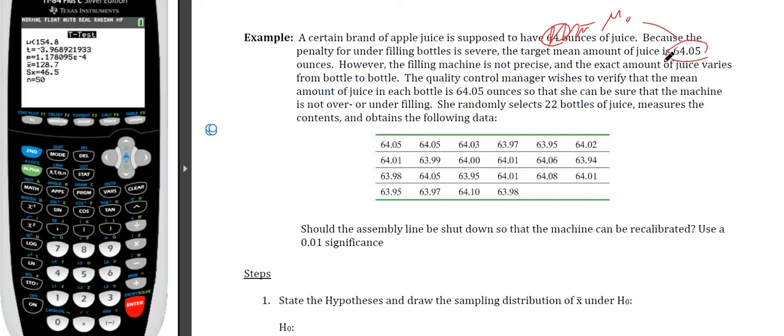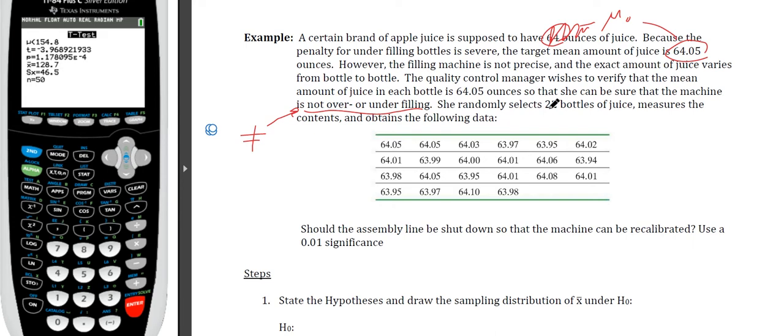However, the filling machine is not precise, and the exact amount of juice varies from bottle to bottle. That's probably why they overfill it, because it's better to give people more than less than what they're supposed to get. The quality control manager wishes to verify that the mean amount of juice in each bottle is 64.05, so that she can be sure that the machine is not over or underfilling. So not over or underfilling. That's going to give us our indication of direction. We're making sure we're not less than or greater than.